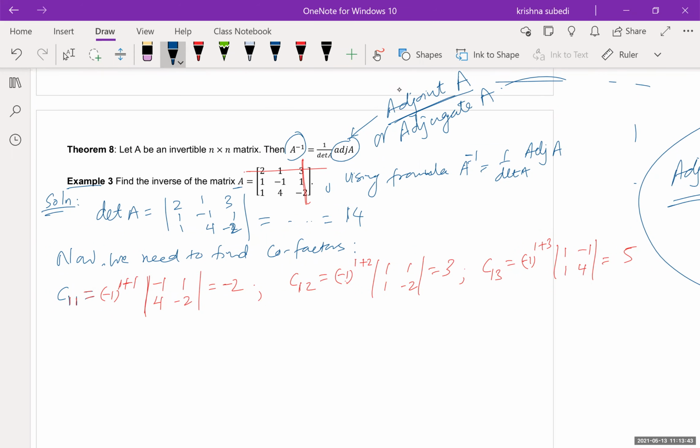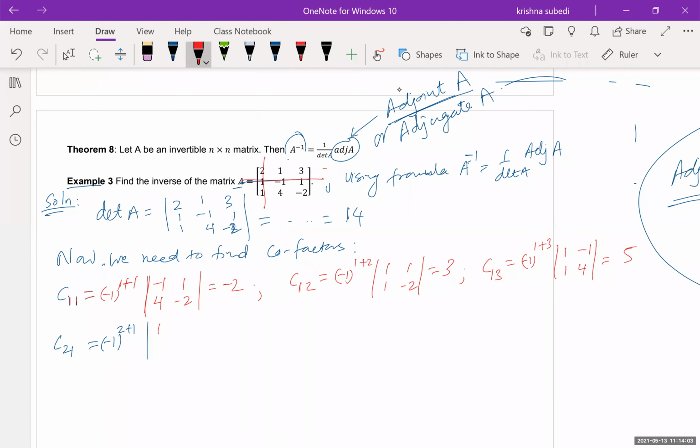So now let us calculate second row, first column. That's going to give me negative 1 to the power 2 plus 1. And so I ignore the second row and first column.